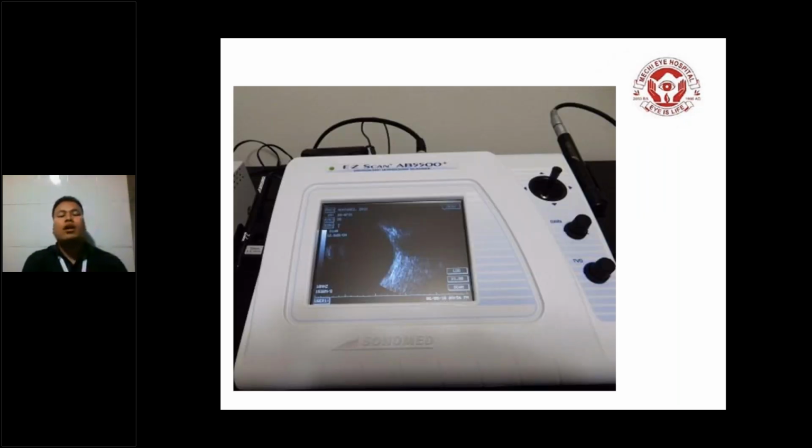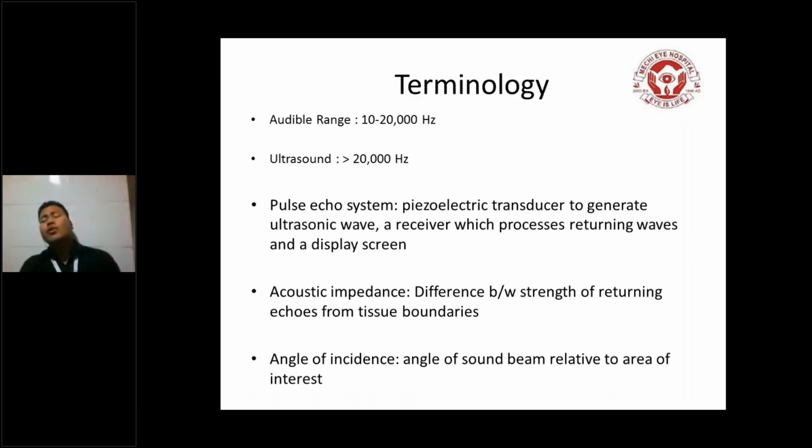So this is the B scan machine. Before going to the interpretation, we should know some terminology. We all know about the audible range, that is 20,000 hertz, and more than 20,000 hertz is called ultrasound.